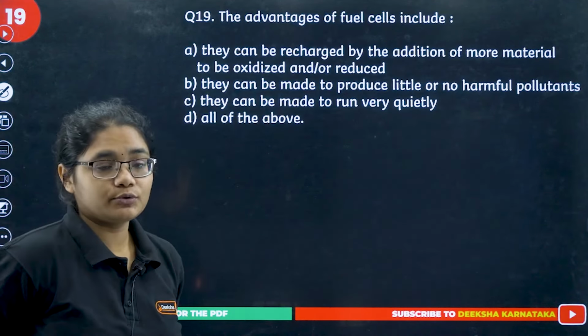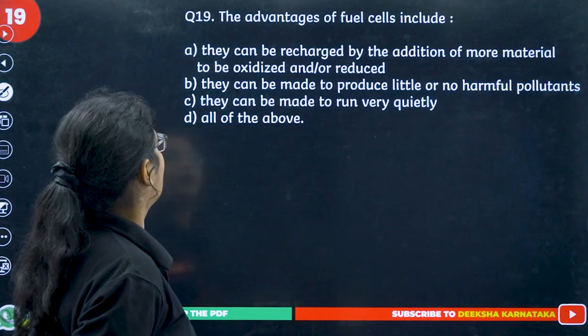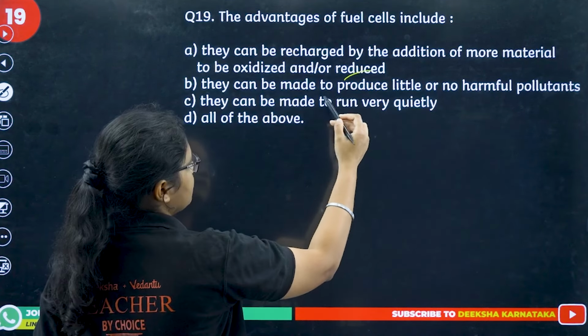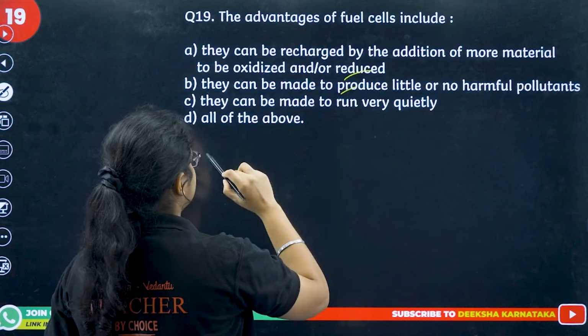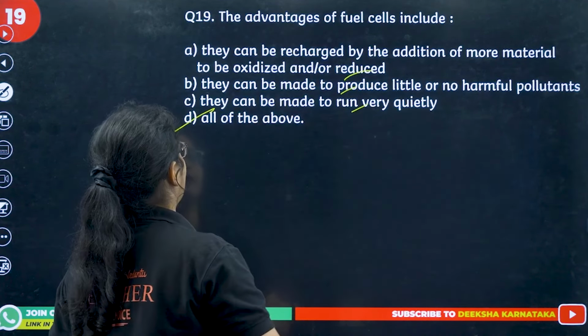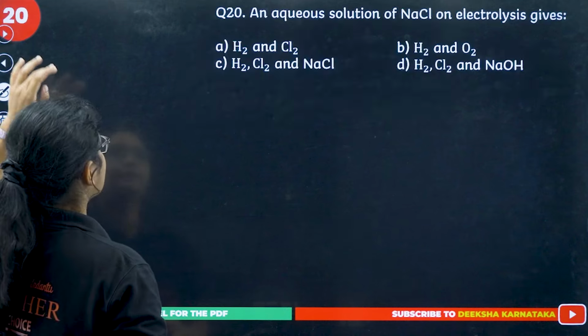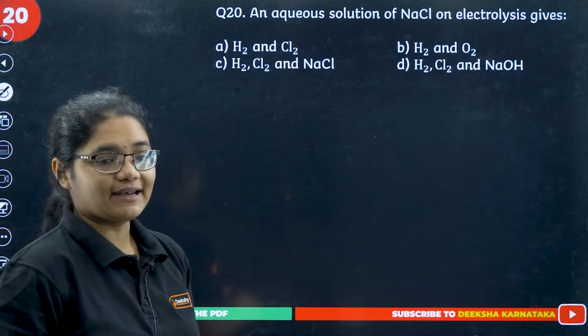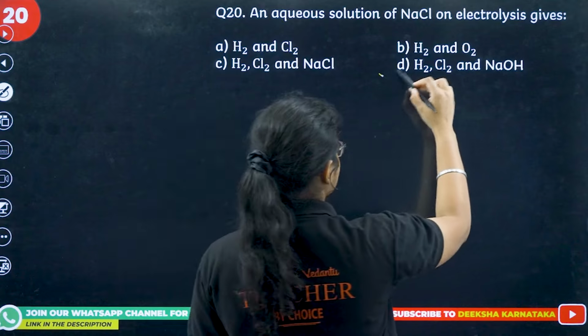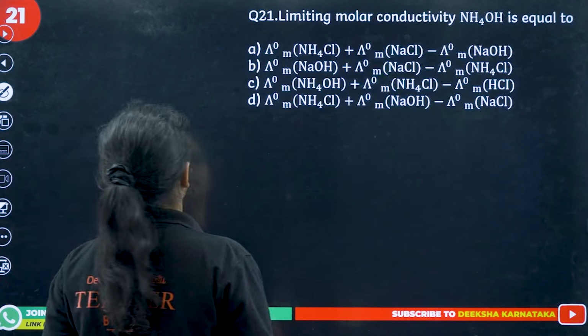Next, the advantages of fuel cells include: they can be recharged by the addition of more material, yes. They can be made to produce no harmful pollutants, yes. They can be made to run very quietly, yes. All of the above, that is option number D. Next, an aqueous solution of NaCl on electrolysis will give you H2, Cl2 and NaOH.